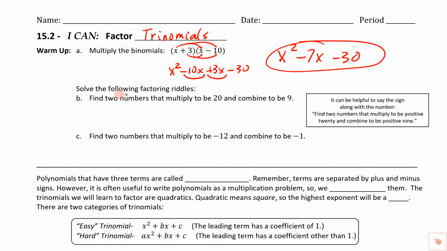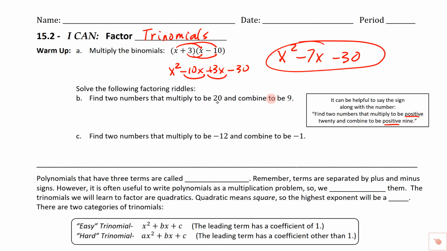Now, the other part of this is solving these factoring riddles. I'm hoping that you did 15.1.5. That was kind of optional, but it's a really good worksheet where we can go through and practice these. So this is a bit of a riddle here. It says find two numbers that multiply to be 20 and combine to be 9. Now, this might seem kind of silly, but I'm going to say it this way. I'm going to say find two numbers that multiply to be positive 20 and combine to be positive 9.